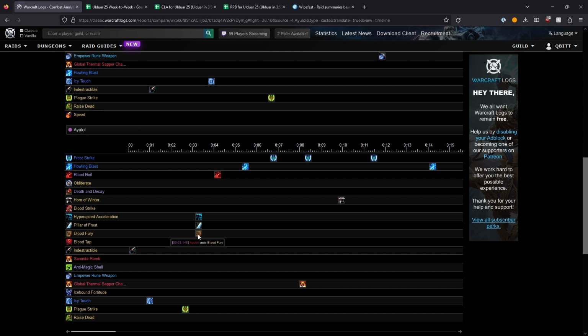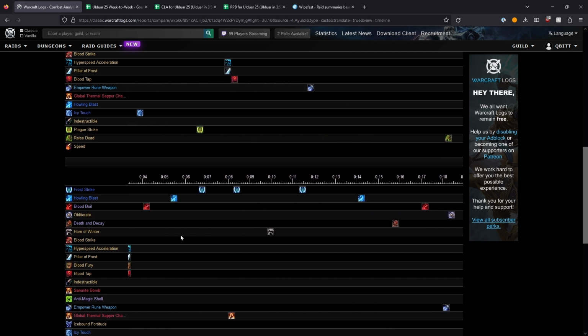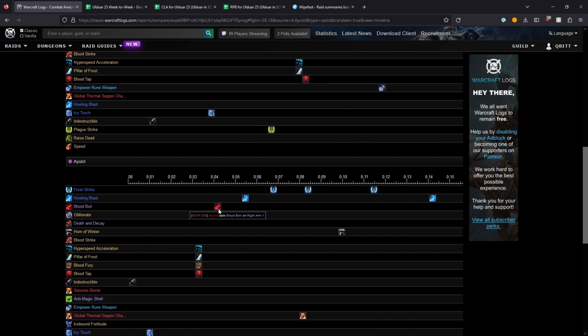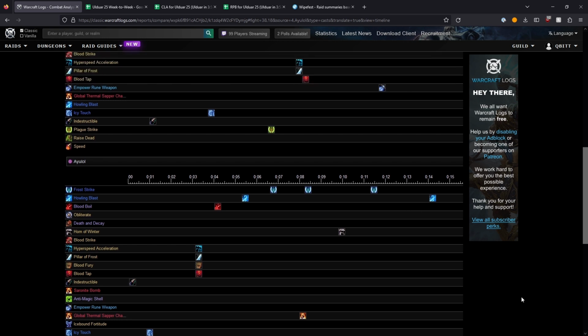And he's also got a racial going for him because he's Horde, the superior species, apparently. And then he... That's interesting. Yeah, then he's Blood Boiling, and then he's Howling Blasting, and he's getting some Plague Strikes going, and he gets his Sapper going, and then he moves into a little bit more rotation.